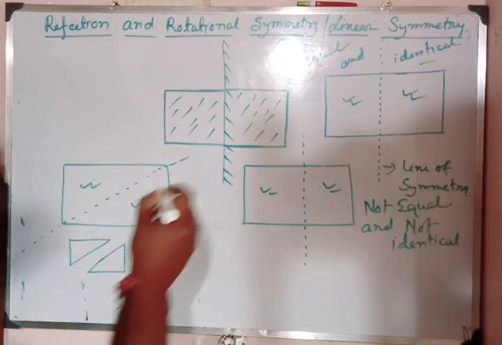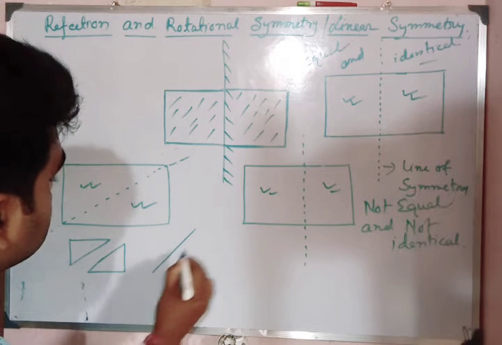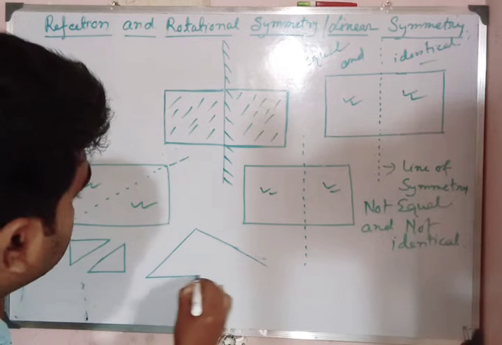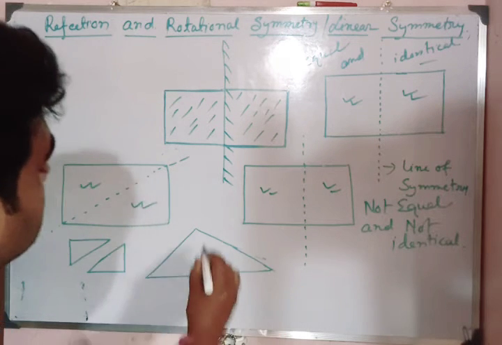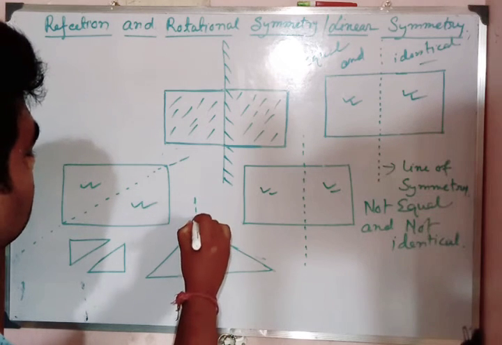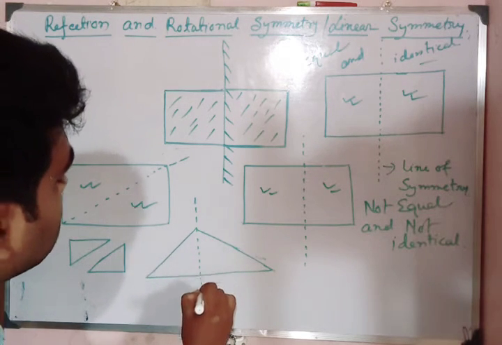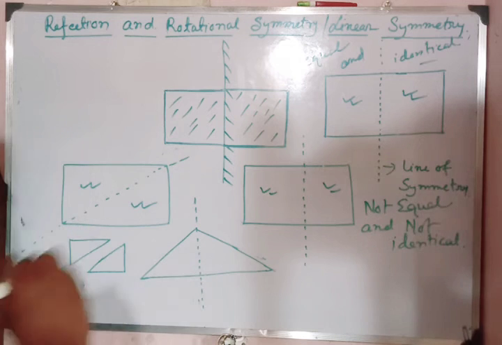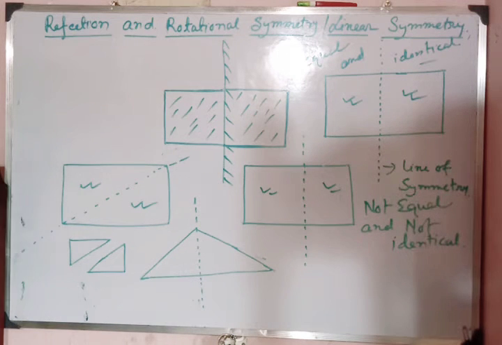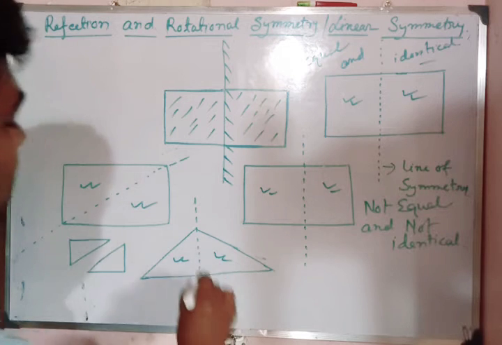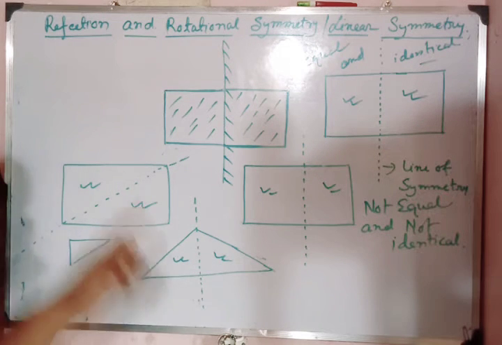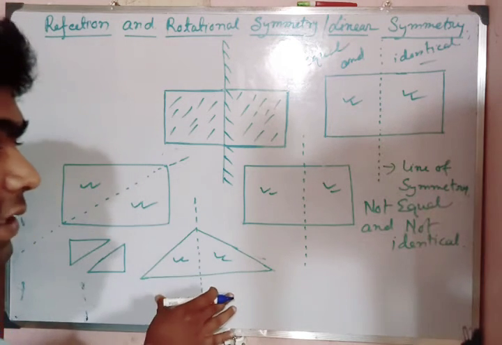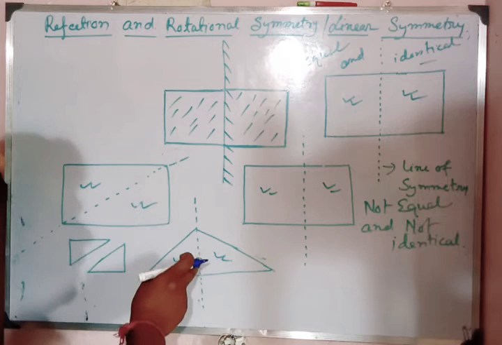Now, if we take one figure like that and draw a line over here, we observe that we are getting two equal and identical triangles. So that is why this is called a symmetry. This one is not a symmetry. This is called a symmetry.